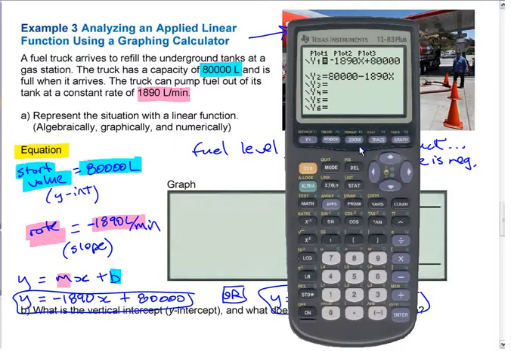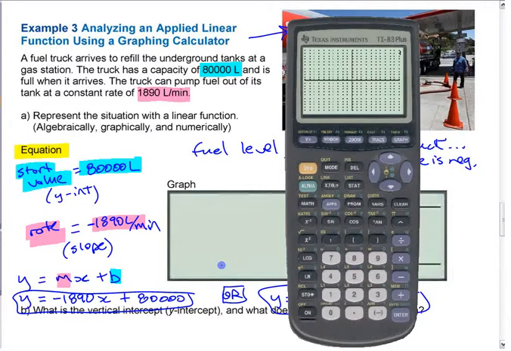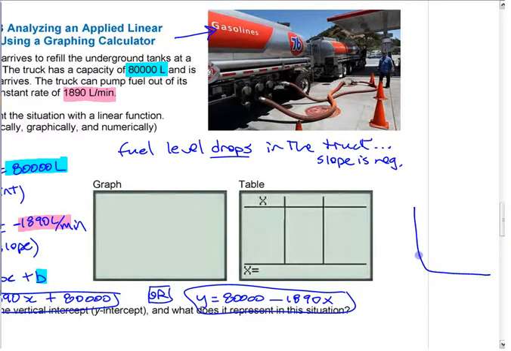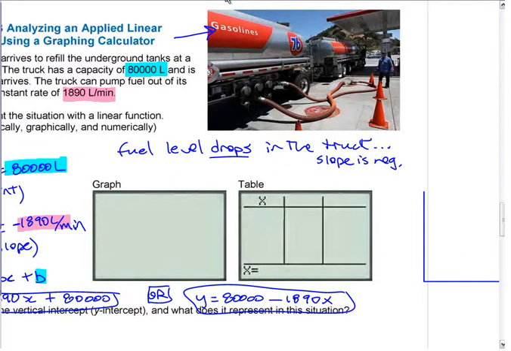The hard part people have is, let's say they were on a pretty standard window. Let's say they were on Zoom standard, and they say, where's the line? I can't see it. The line's not there. Where is it? Something's wrong with this calculator. You have to have a sense of what the graph's going to look like in your head or on paper first. What did we say the y-intercept was? 80,000. So it's going to start at 80,000.